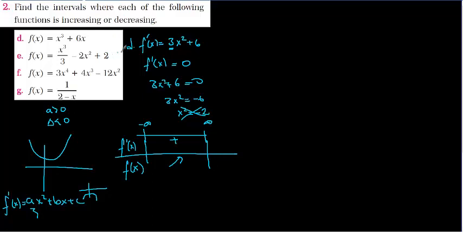Okay, the second one, e1, let's solve. E is equal to, firstly, I have to find f'(x). f'(x) is equal to 3x squared over 3 minus 4x plus 0. So this 3 and this 3, if we simplify, the answer is going to be f'(x) is equal to x squared minus 4x.